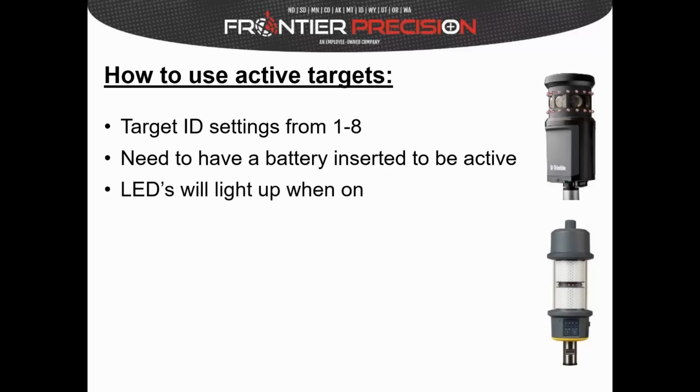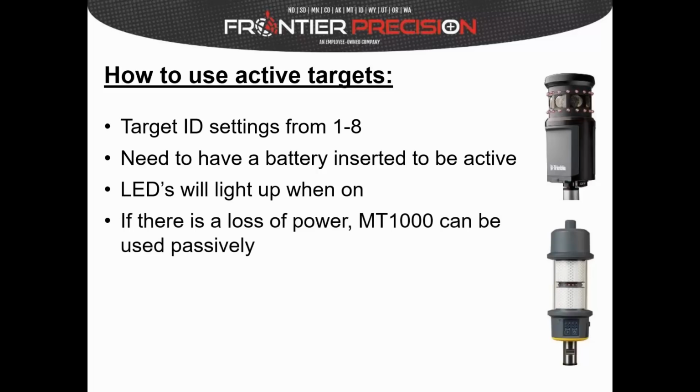When these targets have power, you'll see the LEDs light up red. As you can see in the picture, the MT1000 has 2 rows and the AT360 has just a single row, but they kind of accomplish the same thing. But when the battery runs out or there is a loss of power, the MT1000 can be used passively because it does have the prisms or the glasses on it. So you can use it both active and passive, where the AT360 has to be in active only.